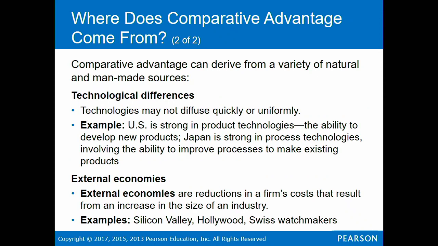There's also technological differences. So technology may not diffuse across countries quickly or uniformly. Some countries may hold out, may find it more difficult to implement these new technologies and use them. So the US historically has been great at producing new products, going back to Thomas Edison and even before.